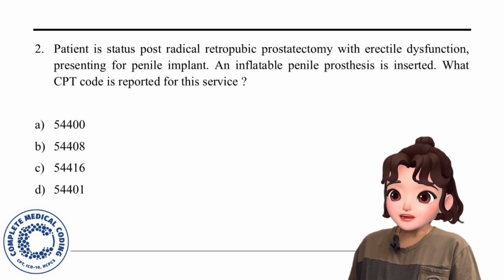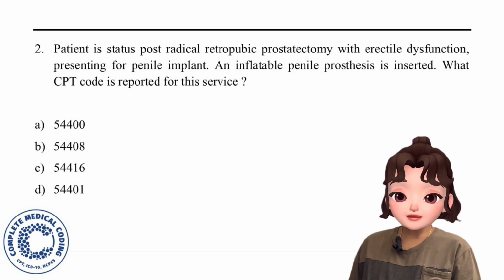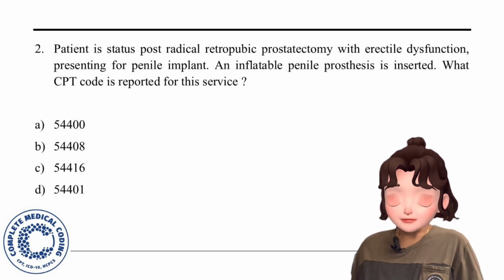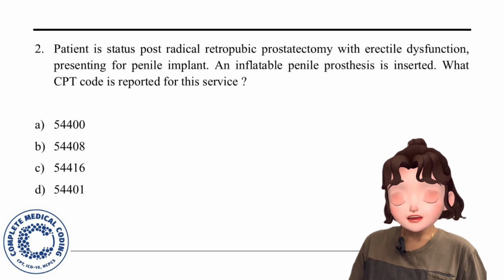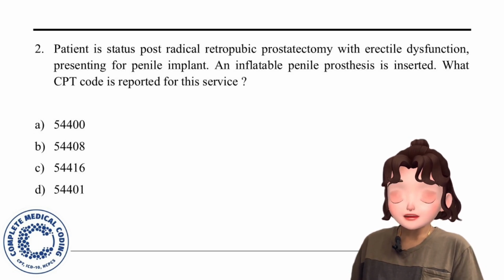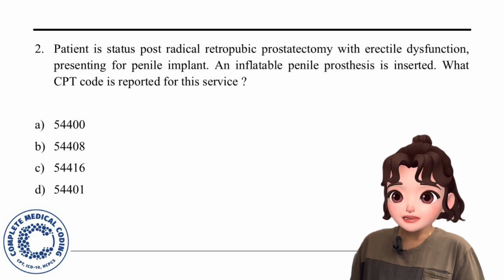So here, what is the procedure? Post radical retropubic prostatectomy. Let's find out. This comes under the urinary series, so go to the urinary chapter. First option, 54400.